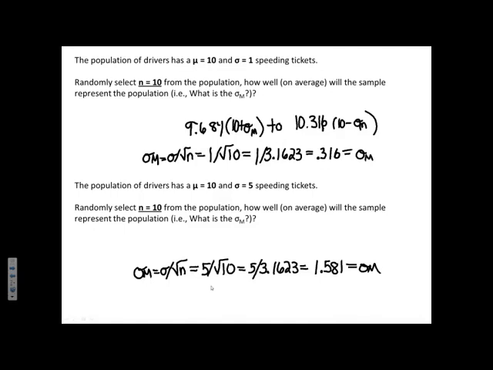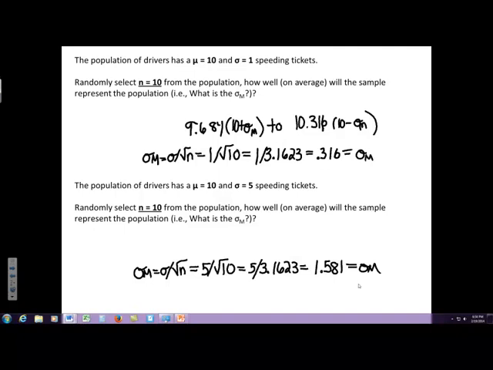So on average, the mean that we calculate from this sample will probably be off by about 1.581 speeding tickets. Or in other words, it'll be between 8.48, so 10 minus 1 standard error, to about 11.58, 10 plus 1 standard error. And that 10 is just the population mean.